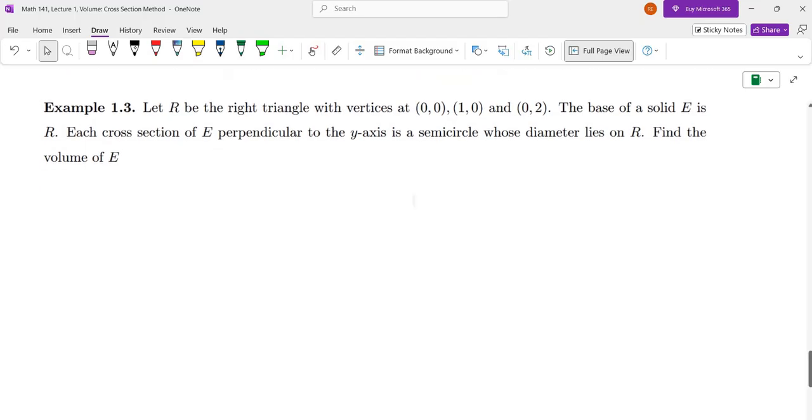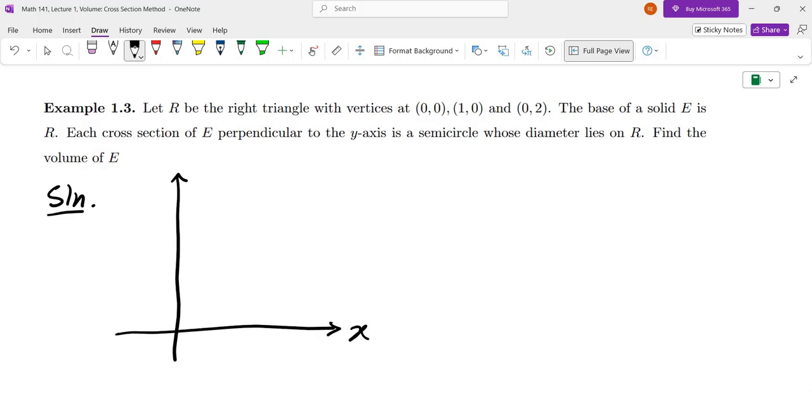Let R be the right triangle with vertices. So again, let's draw the diagram. We have a right triangle with vertices (1, 0), (0, 0), (0, 2). So this is the right triangle. The base of a solid E is R. So we have a solid whose base is R. Each cross section of E perpendicular to the y-axis is a semicircle. So they look like this.